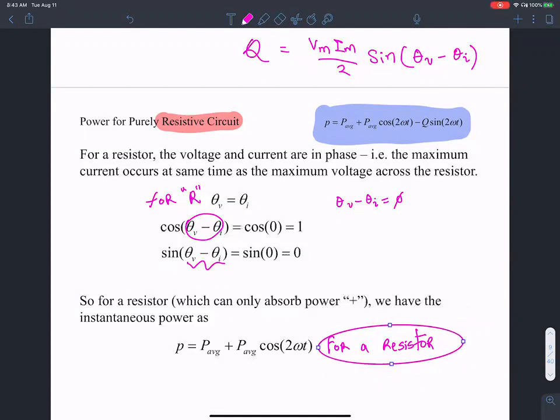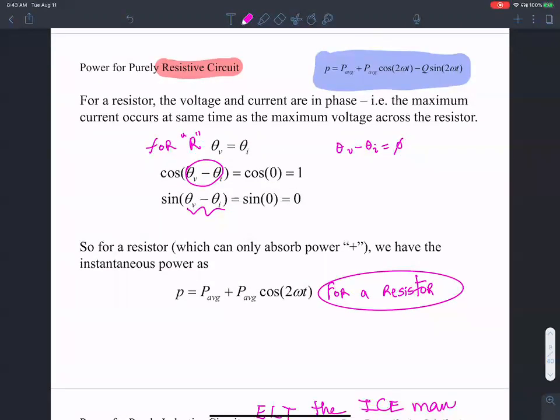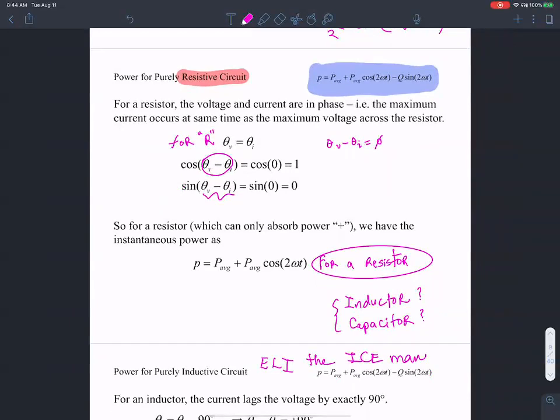Okay, if you don't have questions, let me ask you a question. What do you think happens for an inductor and for a capacitor? When you do the power calculation, what do you think happens to the inductor? And what do you think happens with the capacitor? That's where the reactive power comes from, is the inductor and the capacitors in the circuit?